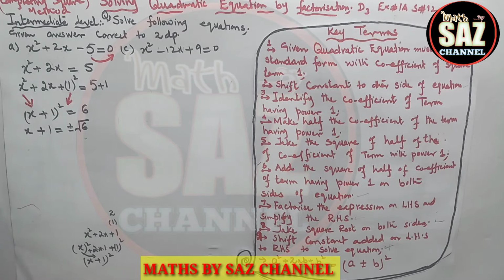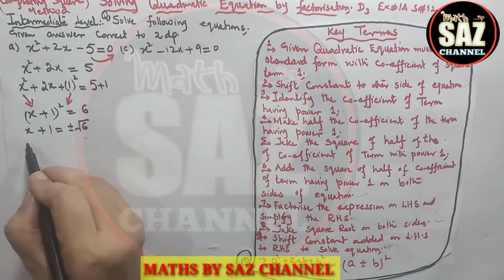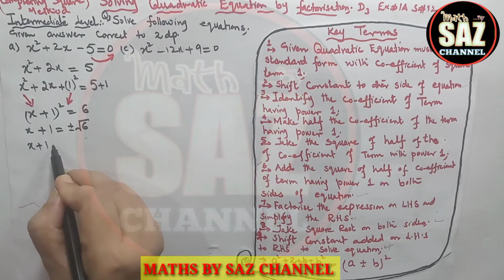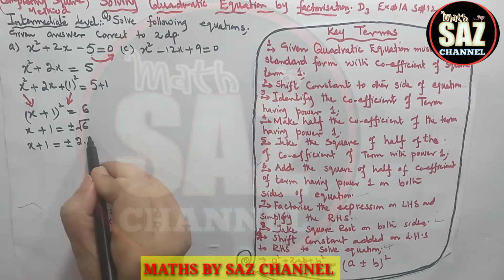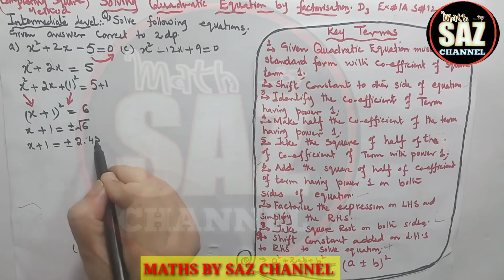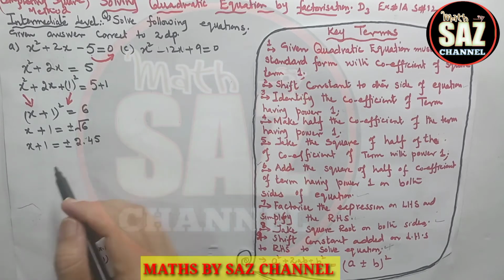Under root 6 is 2.449. So it will take the form x plus 1 equals plus minus 2.45 up to 2 decimal places.